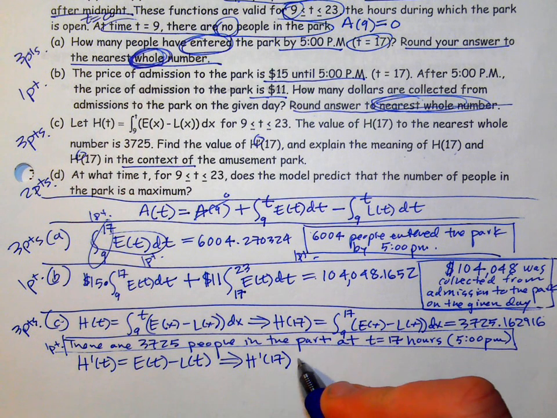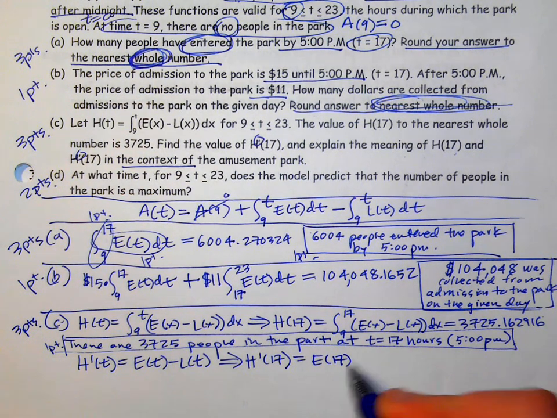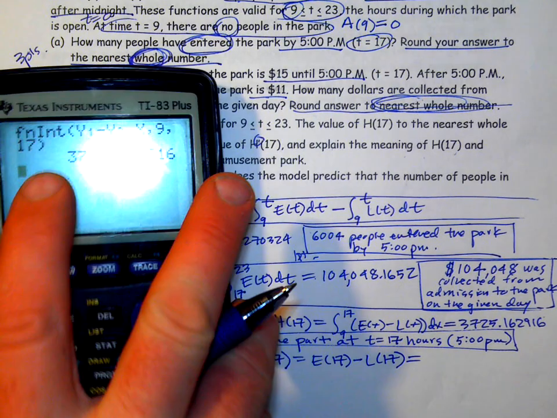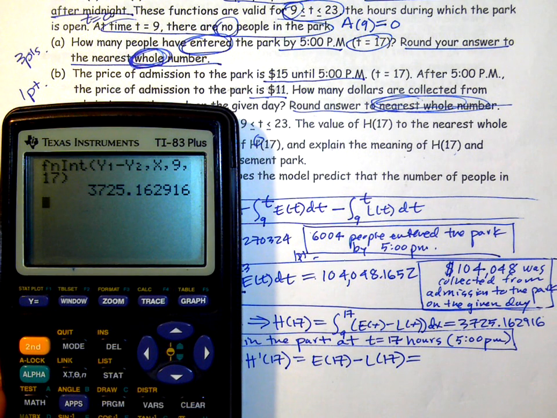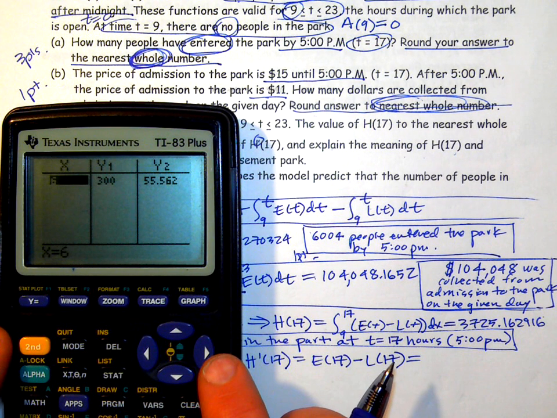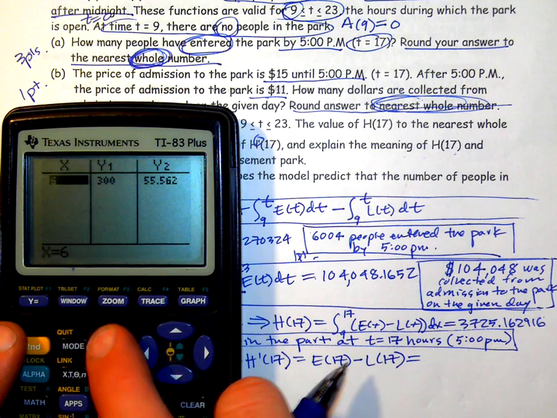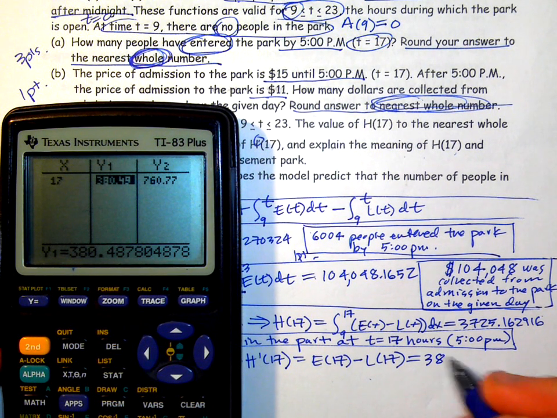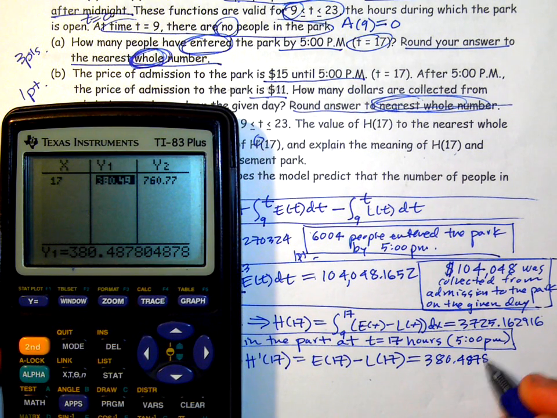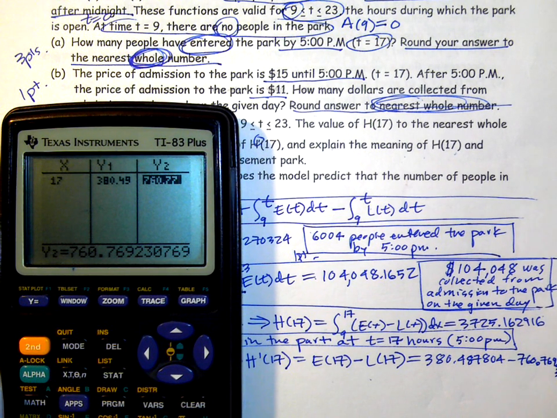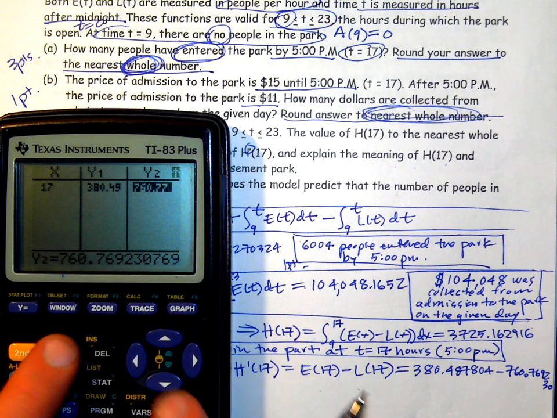Okay. So we can plug this in, and this is just good setup. Okay, they said to find it, so I'm going to write that. Now, because I entered these equations in the Y menu, one way I can do quick calculations is go to the table, which is second graph button. There might be some values in here from before. So you could type in 17, and it gives you 380.487804 minus 760.769230. And then I could go ahead and find the difference of that on the home screen.